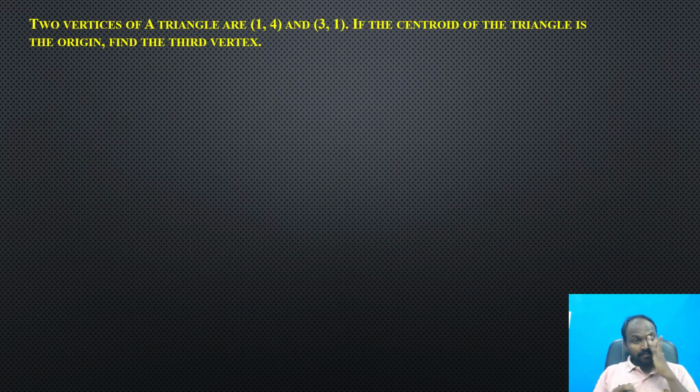So look at the example here. Two vertices of a triangle are (1, 4) and (3, 1). Let us take these as x1, y1 and x2, y2. If the centroid of the triangle is the origin, so they have already given the centroid, which is the origin. So the third vertex we need to find. So what is x3 and y3, right?